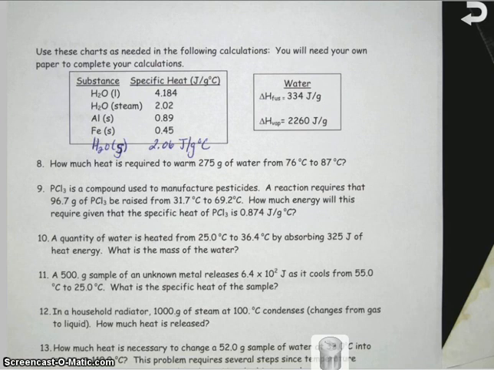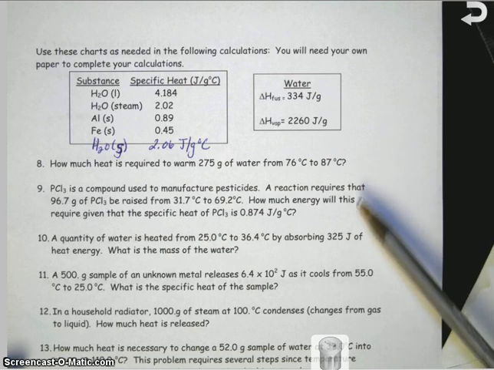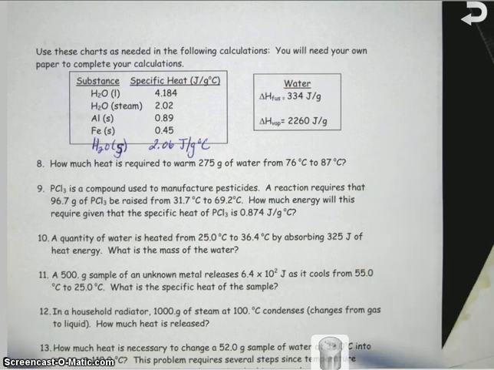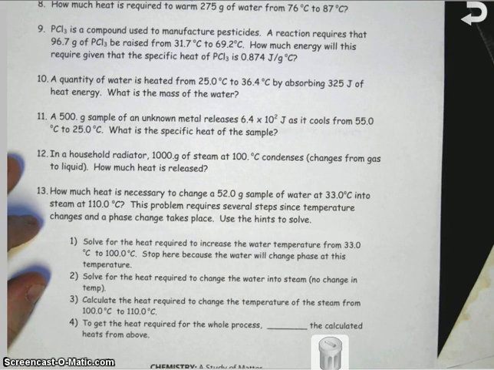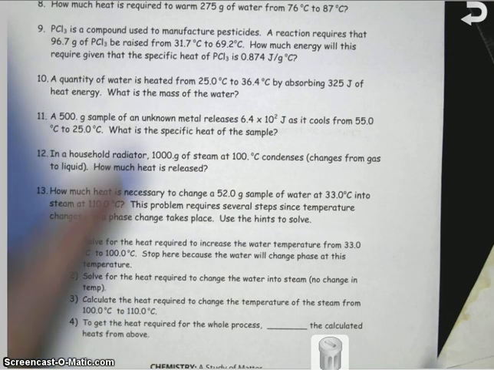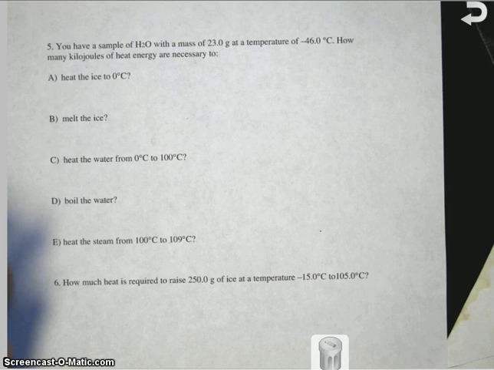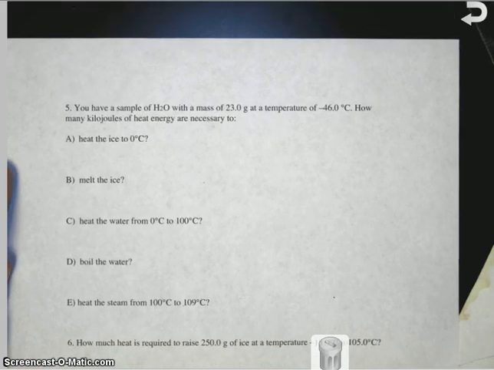The question I'm actually going to work with you is going to be on the back side of your paper, but notice that most of these are very straightforward and ask what you want, and number 13 actually walks you through step by step how to find the answer for that question, which is essentially what I'm going to do with the problem that I'm going to work out with you. So if you look at the back page, I'm actually going to work number 5 with you.